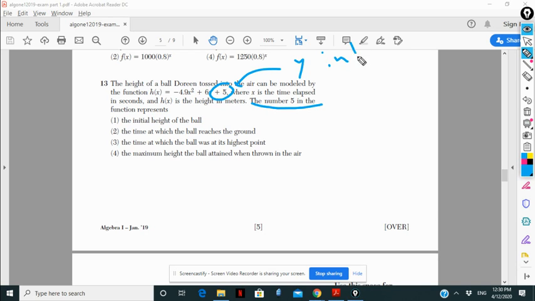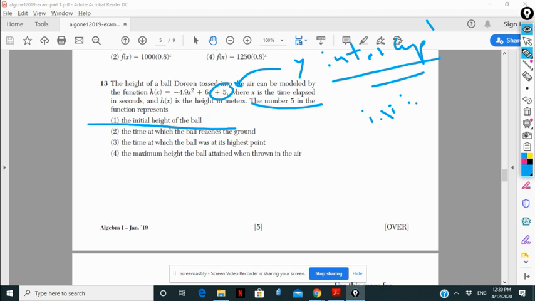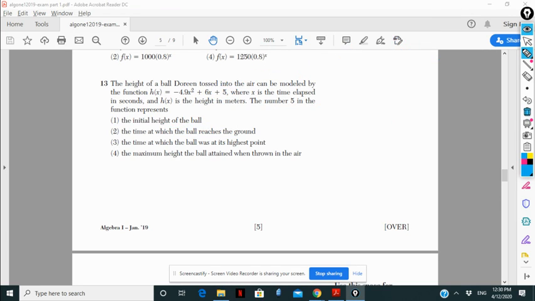Y-intercept is the initial amount, so that's the initial height, the height it started from, because that's a y-intercept.